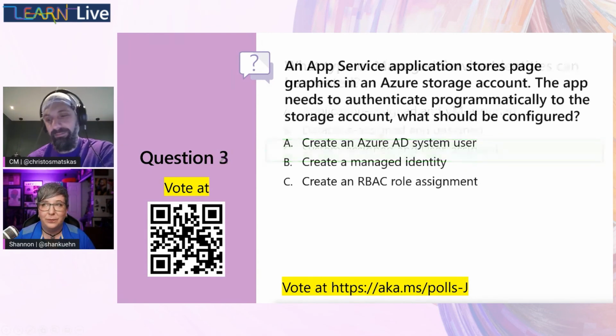Keep them coming, Shannon. Let's see. An app service application stores page graphics in an Azure storage account. The app needs to authenticate programmatically to the storage account. What should be configured? Ooh, that's a tricky one. That is a tricky one.